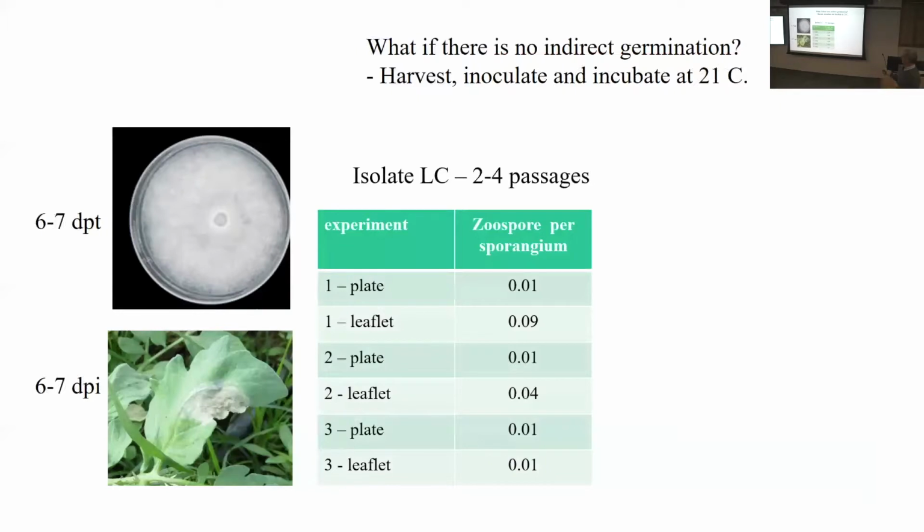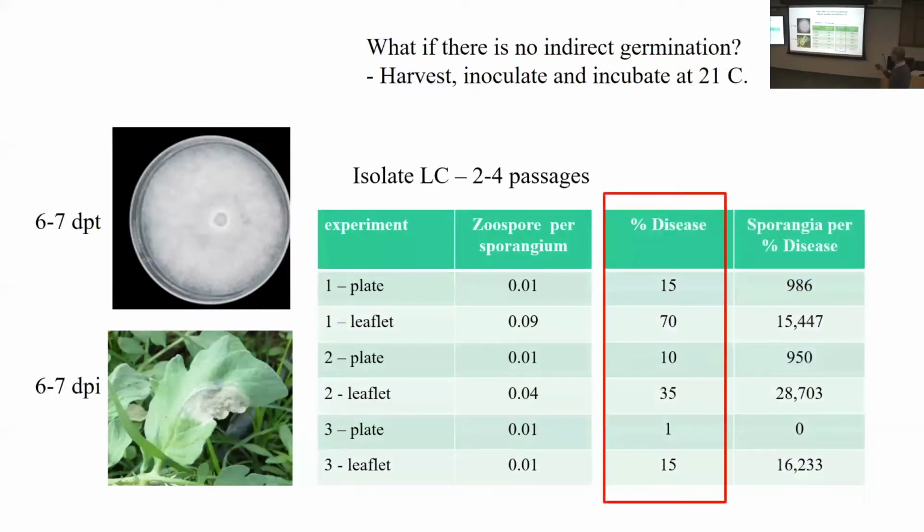The results of 3 different experiments with an isolate with 2 to 4 passages on plates. If you look at these experiments, you see that the number of zoospores per sporangium is really tiny, consistent with what we saw previously. When we saw the disease, we got the same results. Essentially, if the sporangia come from a plate, we get a certain amount of disease. If they come from a leaflet, we get 3, 4, or 5 times more disease. That was consistent with the second experiment, here about 3-fold greater disease. The third experiment, 10-fold greater disease.